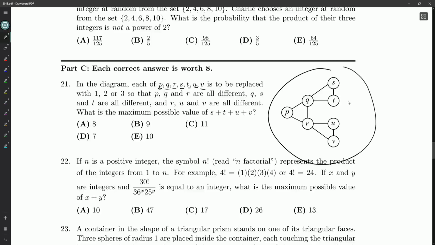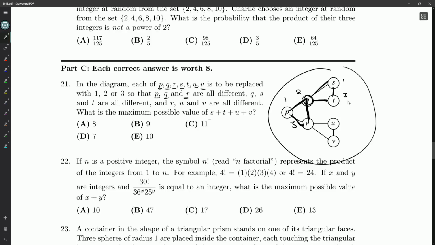Okay, so we'll probably have some duplicates, but what are our conditions? P, Q, and R are all different. So one of them is 1, one of them is 2, one of them is 3, although not necessarily those that I've drawn in there. Q, S, and T are all different. So if Q is 2, then S and T have to be 1 and 3 or 3 and 1. And finally, R, U, and V are all different. So basically, if you share a triangle, or even if you share a line, you have to be different values. That's what I think the picture is meant to symbolize and help us organize our thoughts that way.